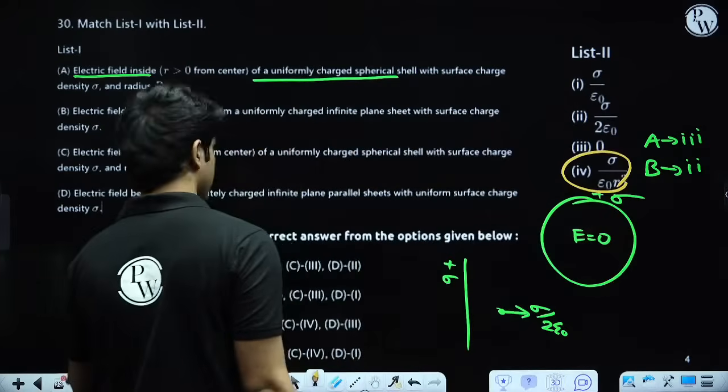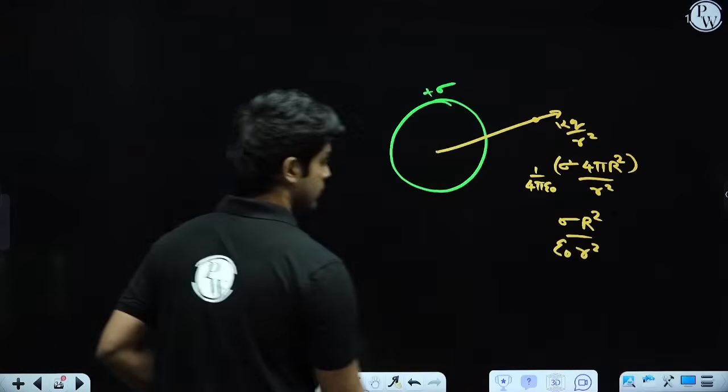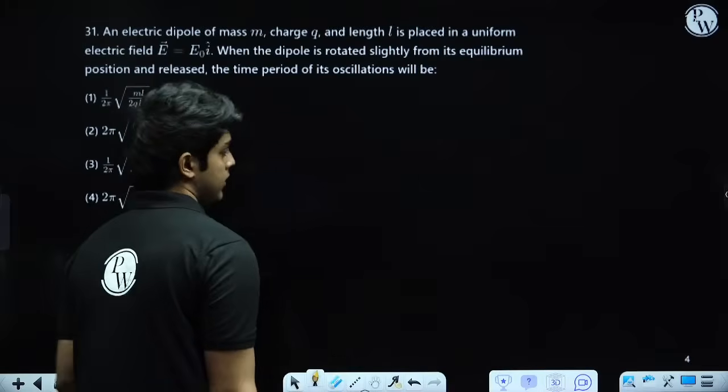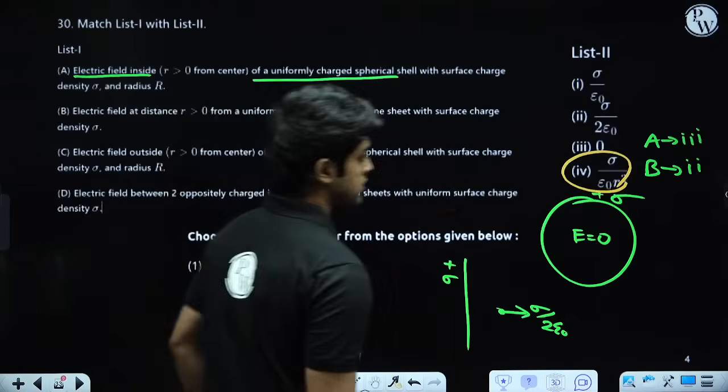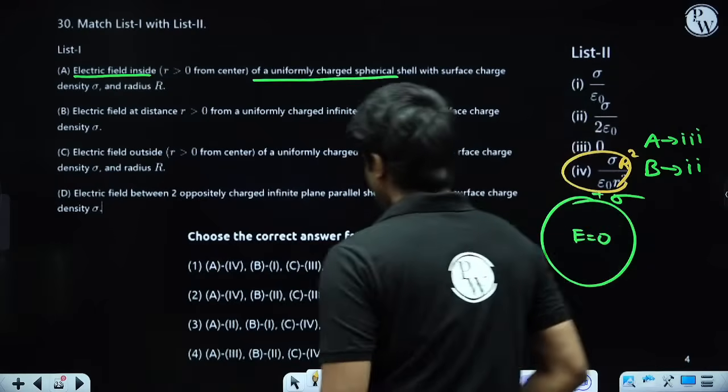Sigma by epsilon naught. There will also be a capital R square. I think that is missing in the options. Yeah, there will be a capital R square as well. Okay, so that is it.